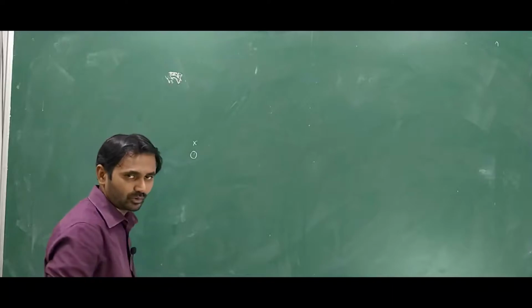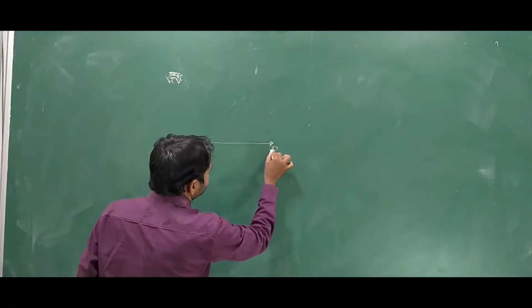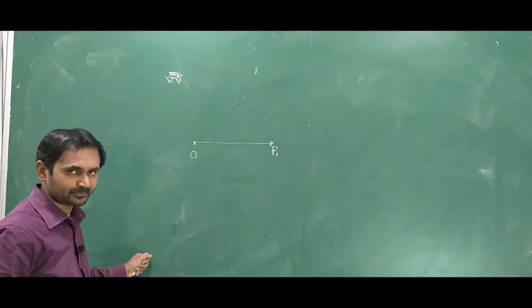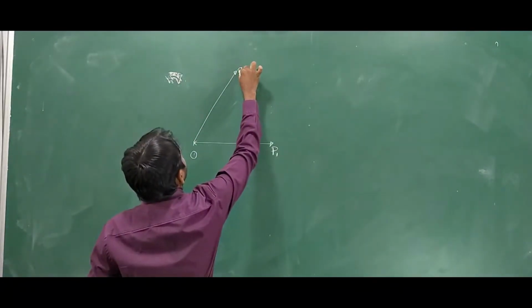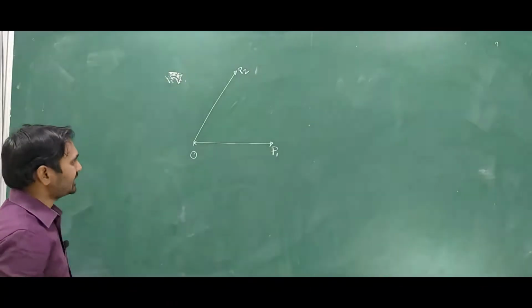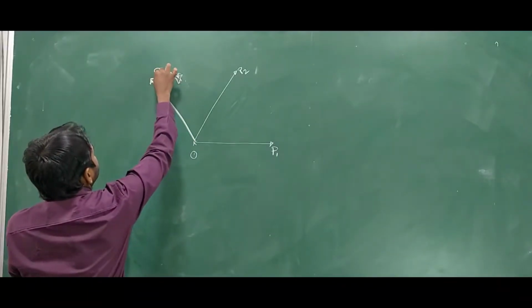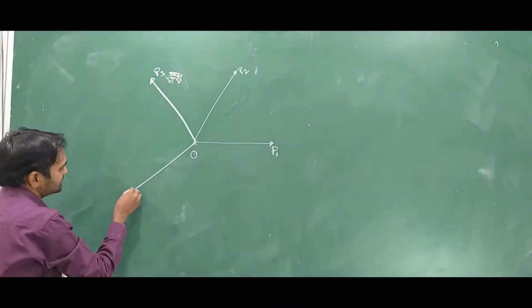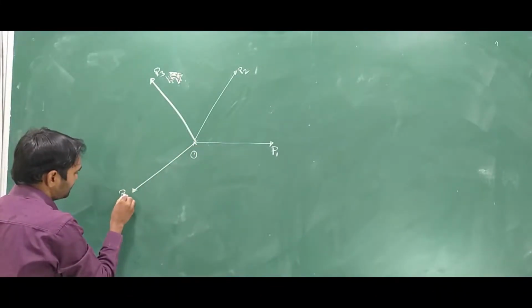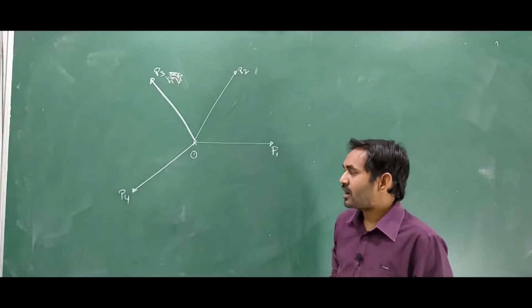So let me tell you, for example, this is a point O where a force is acting towards this direction. Let this be P1, and one more force is acting at an angle. Let this be P2. And one more force is acting in this direction. This is P3, and another force which is coming towards this direction, so this is P4. It means in the figure we are seeing concurrent forces.